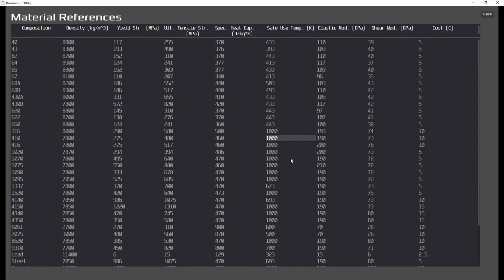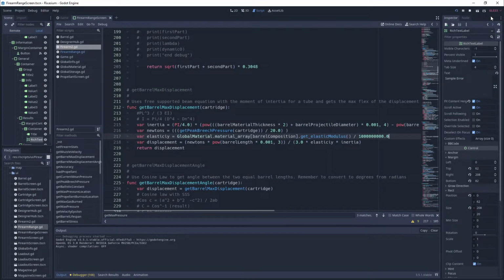So here we can kind of see with the elastic moduluses that they're in gigapascals. So I just kind of have to check each individual section to see how they handle.